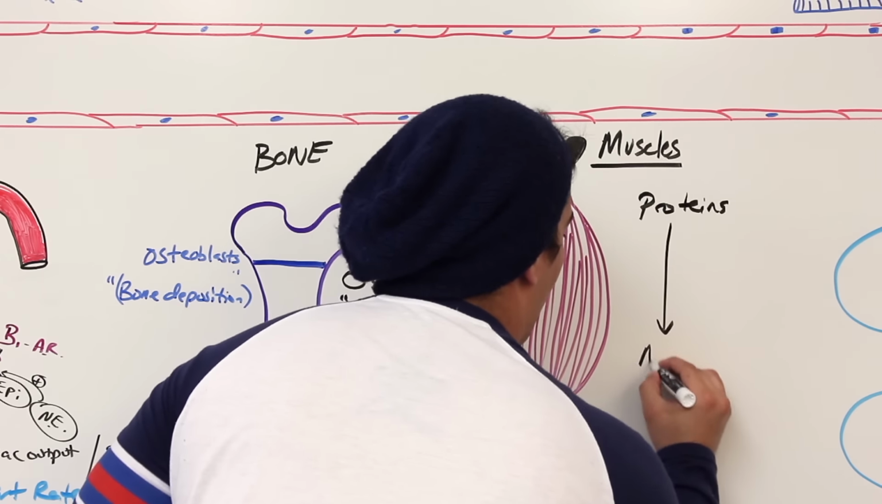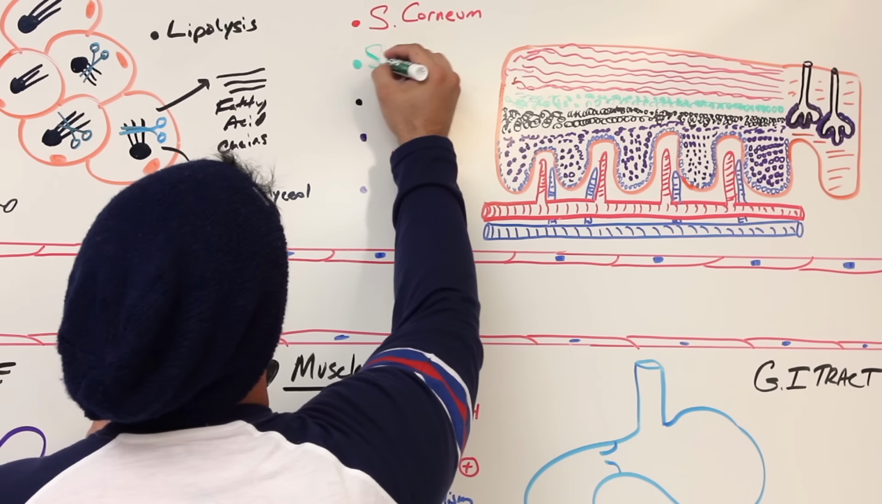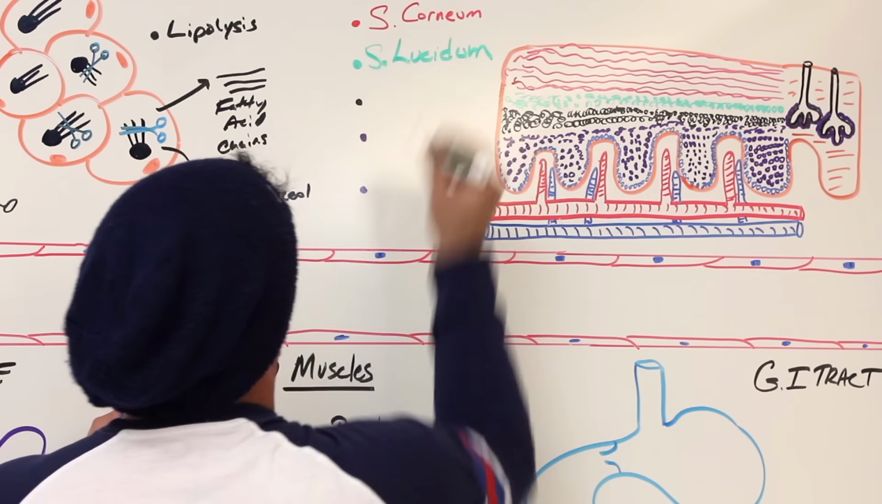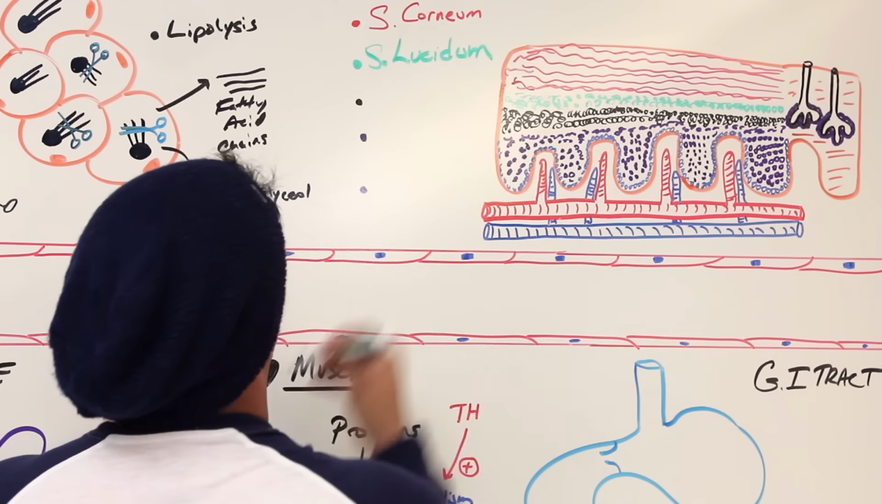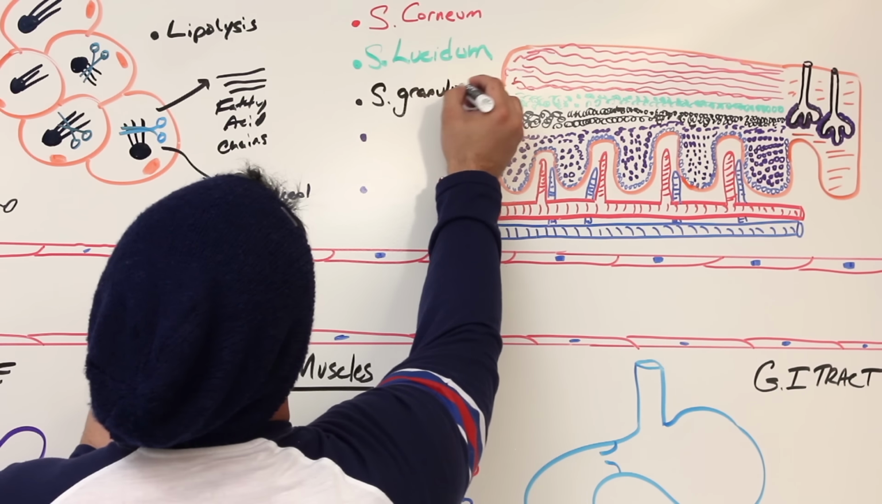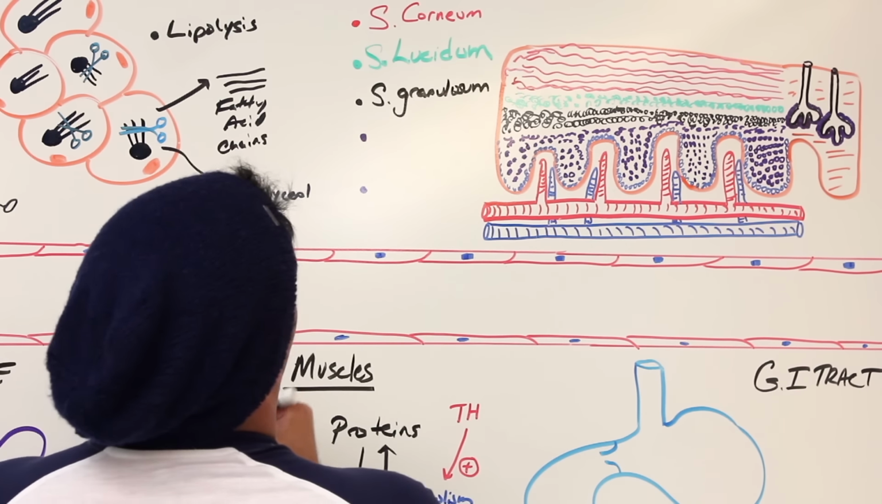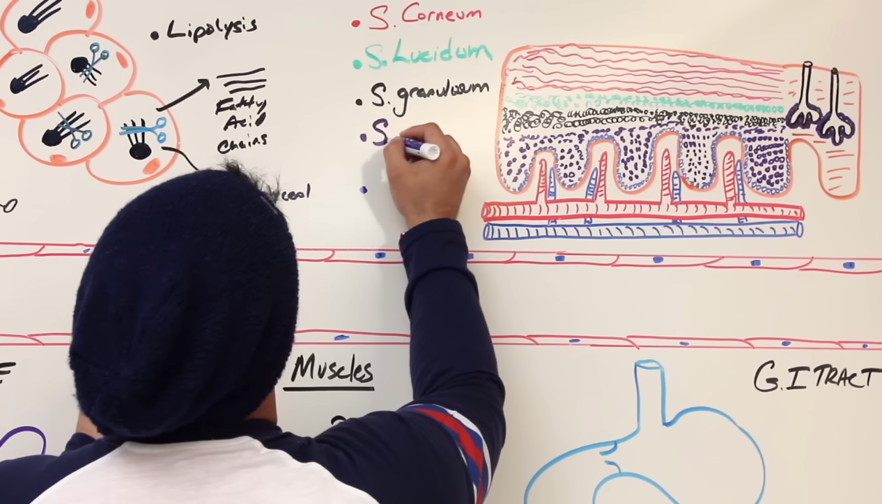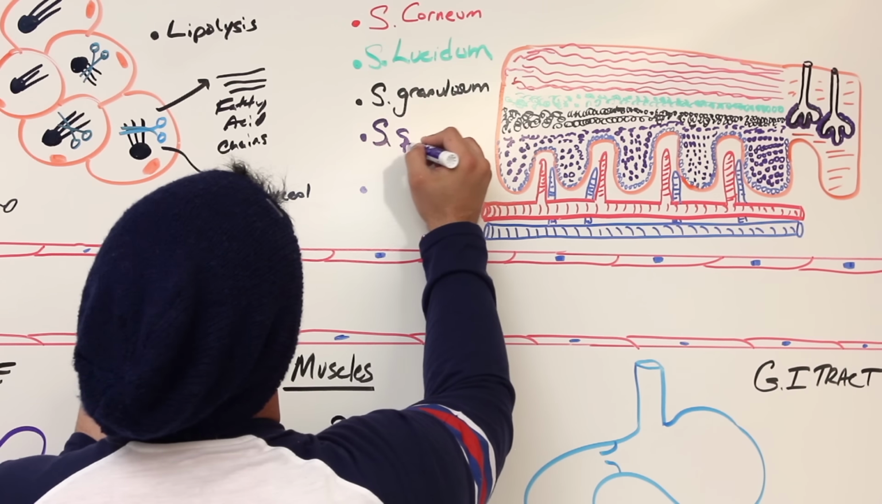Then the next layer, this green layer, is only present in thick skin, but if it's in thin skin, you won't find it. It's called stratum lucidum. This black layer is going to be called the stratum granulosum. This purple layer here is called the stratum spinosum.